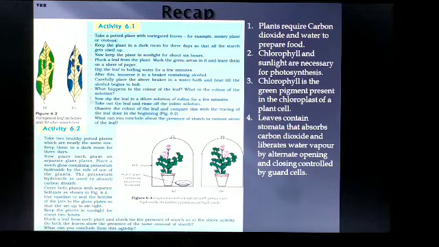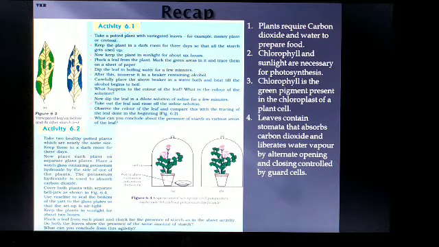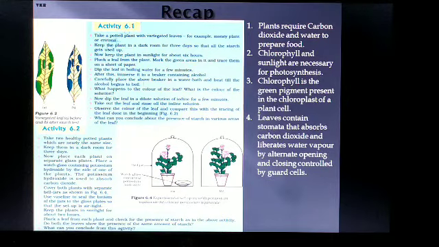This was also taught in the previous class, where we took a potted plant with variegated leaves, for example money plant or croton. Keep the plant in a dark room for 3 days, so that all the starch gets used up. Now keep the plant in sunlight for about 6 hours. Trace the green areas of the leaf on a sheet of paper. Dip the leaf in boiling water for a few minutes. After this, immerse it in a beaker of alcohol. Now carefully place the beaker in a water bath and heat till the alcohol begins to boil.